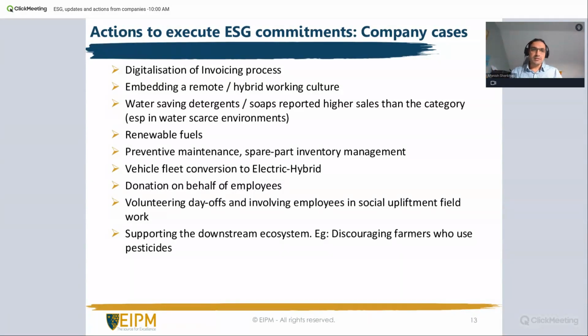Okay. And of course, in one other example, in the agricultural sector, I pulled out supporting the downstream ecosystems. For example, this company which is discouraging farmers from using pesticides. Try to use organic farming, less and less use of pesticides, try to eliminate pesticides altogether, and work together with the farmer to come up with innovative technology which can completely reduce the use of pesticides. So you're not only looking internally, but you're also supporting the downstream ecosystem. Again, that gives a certain rating to your ESG ratings. Okay, so these are some examples of what companies are doing today. Very simple cases, but all contributing to your ESG performance.